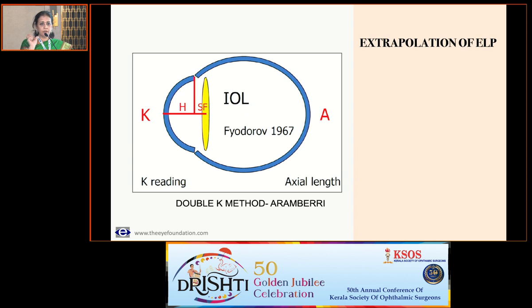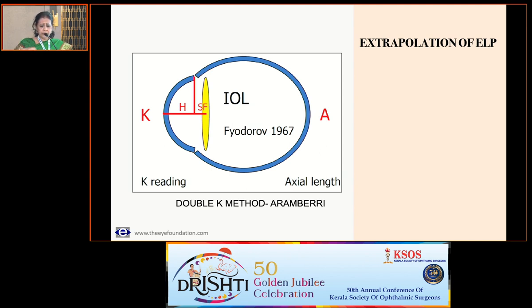Now, based on Fyodorov's concept, the ELP was measured based on the curvature K of the cornea, the height and the corneal diameter. Height is the distance from the corneal surface to the implant center. Now, if the IOL is placed a little in front, it needs a lesser power. If the IOL is sitting a little behind in the capsular bag, it needs a higher power. So that much difference comes if the effective lens position is not accurately measured.